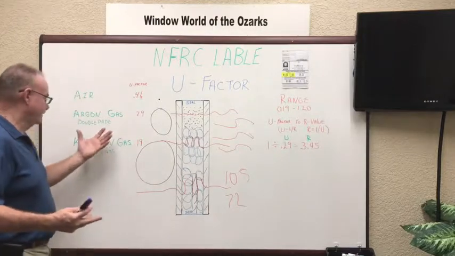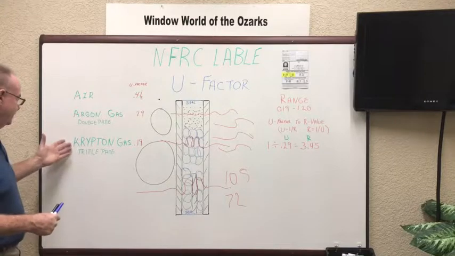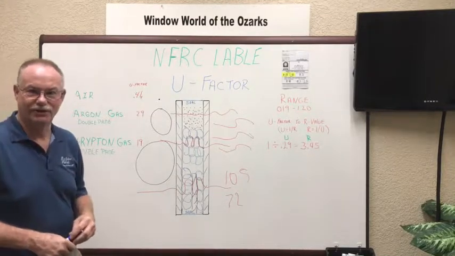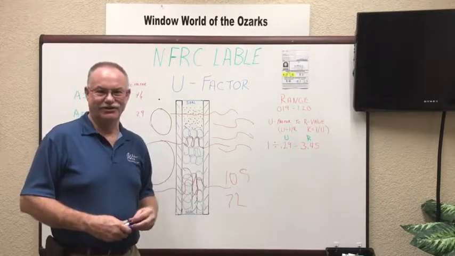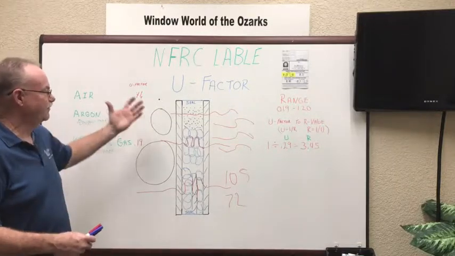But the only other thing is, with Krypton gas, Superman can't get through your windows, and that's one of the safety things you get from using Krypton gas. But anyway, that's in a nutshell kind of how your U factor works.